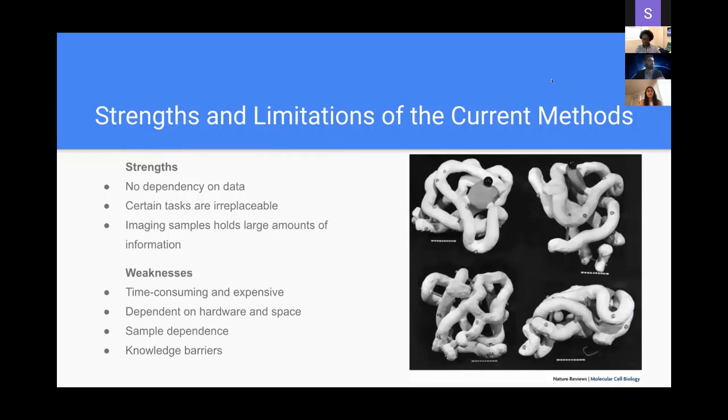Their strength is that there's no data dependency. In essence, you're creating your own data. And certain tasks are irreplaceable, especially when it comes to the X-ray and microscopy techniques. You can't image with a computer, and imaging these samples holds large amounts of information. So with these strengths, it's quite obvious that the well-worn way of discovering proteins is irreplaceable. These are things that a computer can never replace, but they have some pretty big weaknesses.